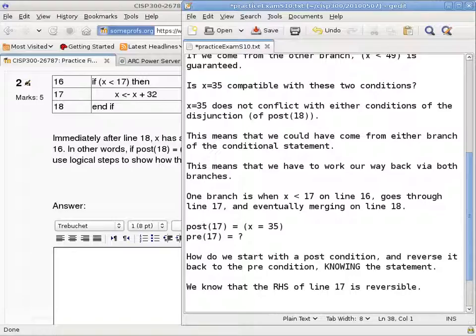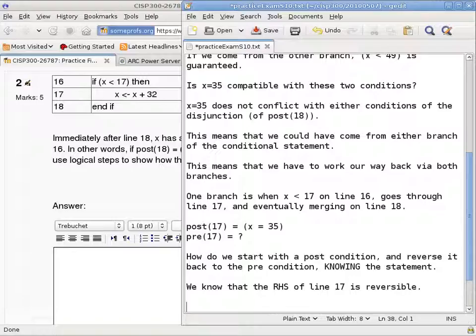Okay, it's just intuitive. But what I want to do is to push that one step further and just say that in general, if I give you the right-hand side of line 17 to be reversible, how do you figure out what the value of x is before that line? Because I want to make it as general as possible.